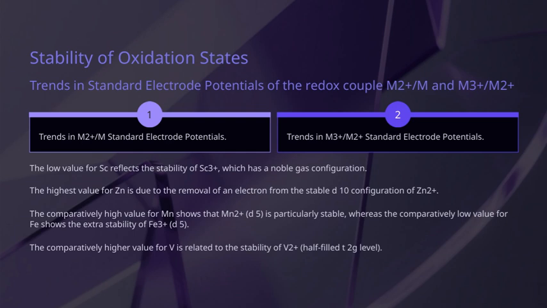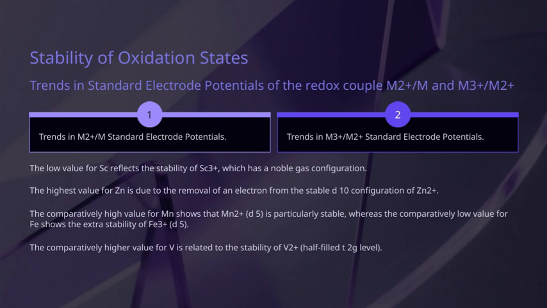In contrast, iron shows a lower potential, but that actually points to the extra stability of Fe3+ with a d5 configuration. So, even though Fe2+ isn't as stable, Fe3+ benefits from a stable half-filled d5 state, which influences its electrode potential. Now, zinc stands out with the highest value among these metals. That's because removing an electron from Zn2+ means going from a full d10 configuration, which is very stable, to a less stable state. The stability of the d10 configuration explains the high potential for zinc.